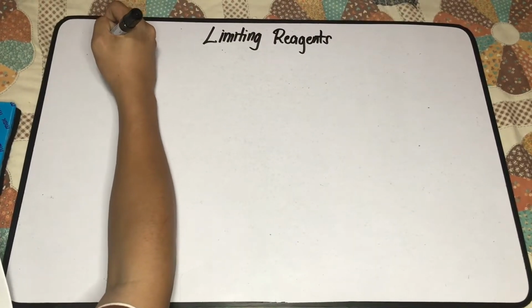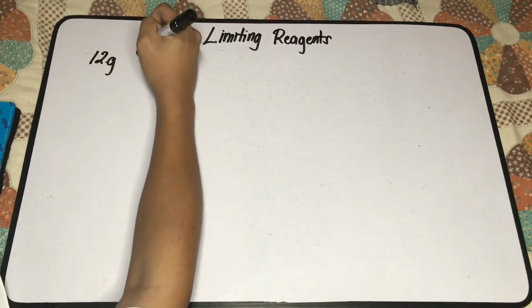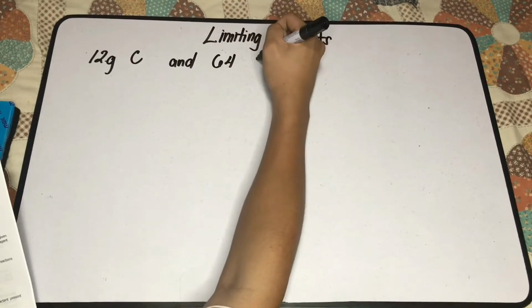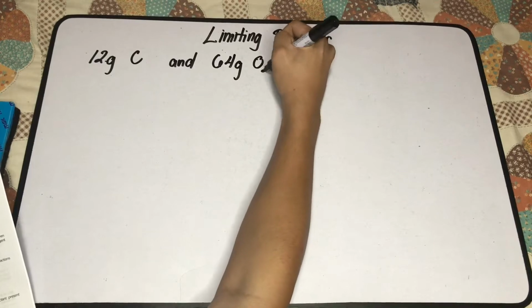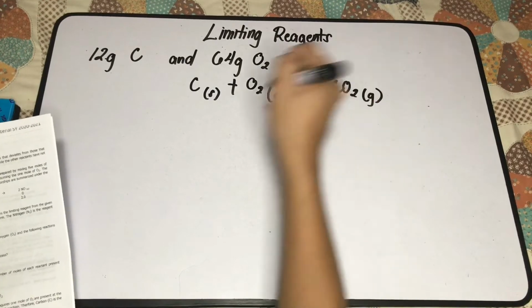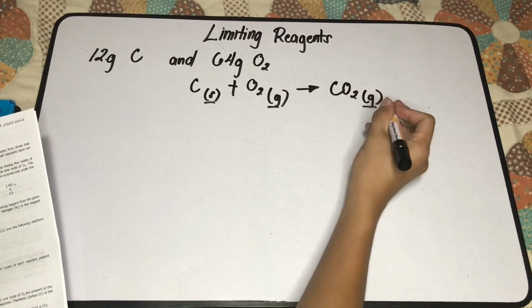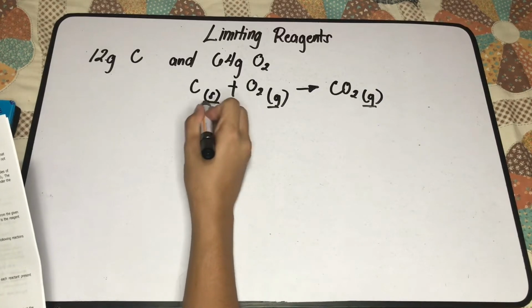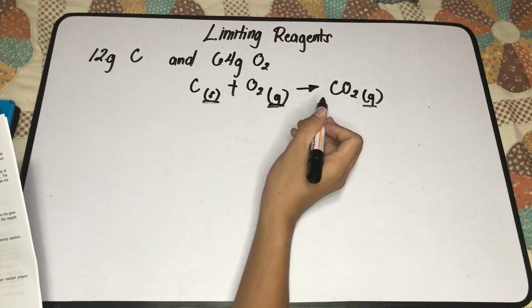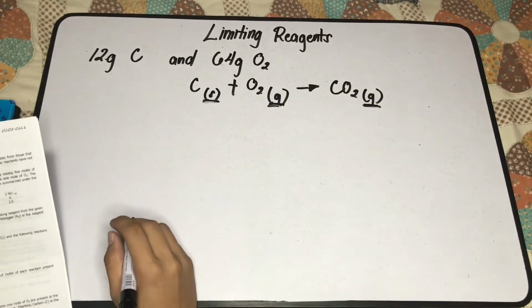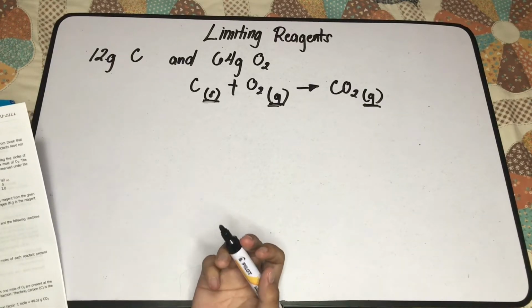So, we have example number 1. Sa example number 1 natin, we have 12 grams of carbon and 64 grams of oxygen. So our equation is carbon mixed with oxygen will produce carbon dioxide. If you are wondering kung ano yung mga letters dito sa baba, it indicates kung ano yung state of matter ng element. So carbon here is a solid. Dito naman yung oxygen is a gas. Tapos yung product daw is also a gas. Carbon dioxide na gas.